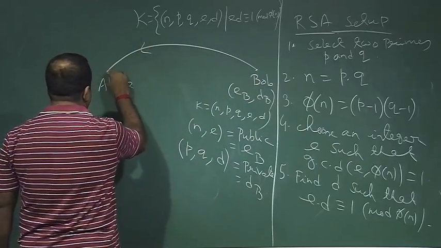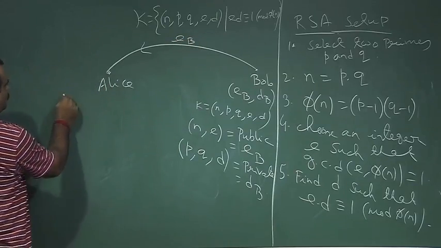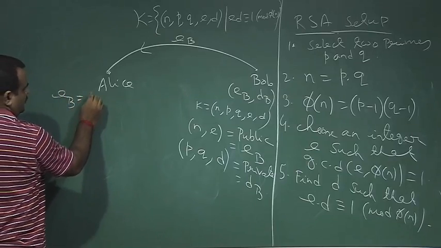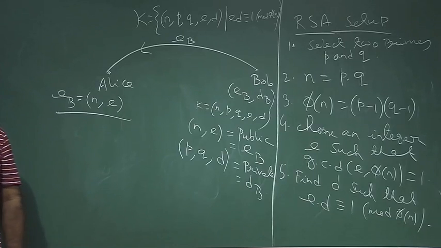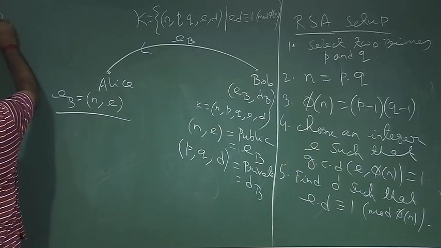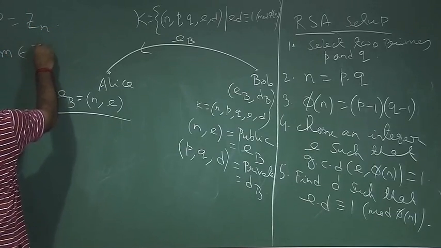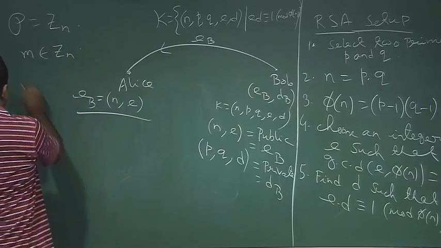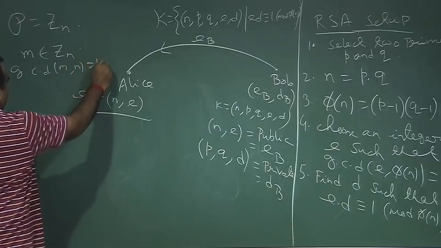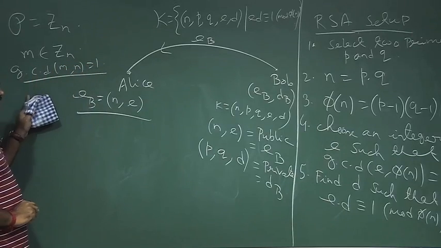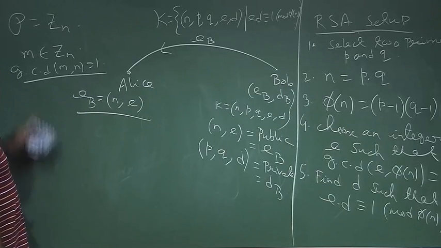Then Bob sends this E B to Alice, because Alice wants to send a message to Bob. So Alice got Bob's public key, which is nothing but n comma e. Now the message space is basically Zn. So Alice chooses a message m from Zn such that it is relatively prime to n. Why do we need this? We will come to know soon when we talk about how the decryption works.